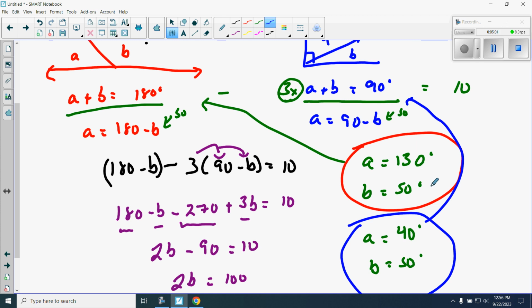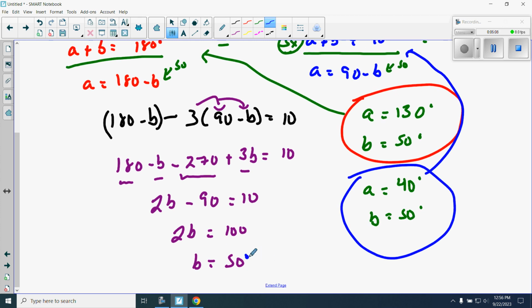Now, what we have to find out is the angle. This is the angle B that we're actually looking for. So B is actually 50 degrees. That's what we're looking for.